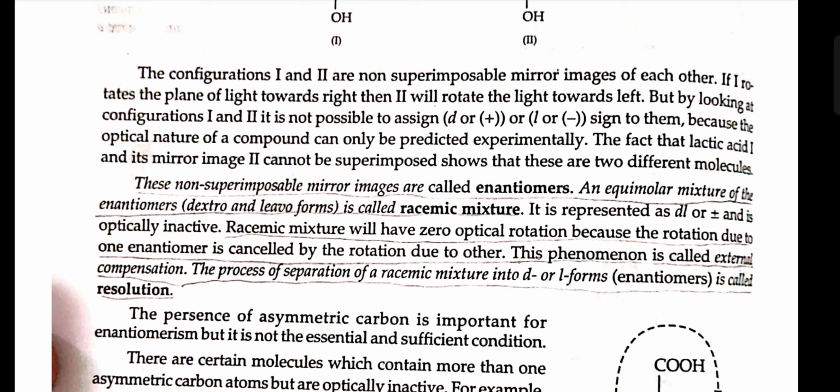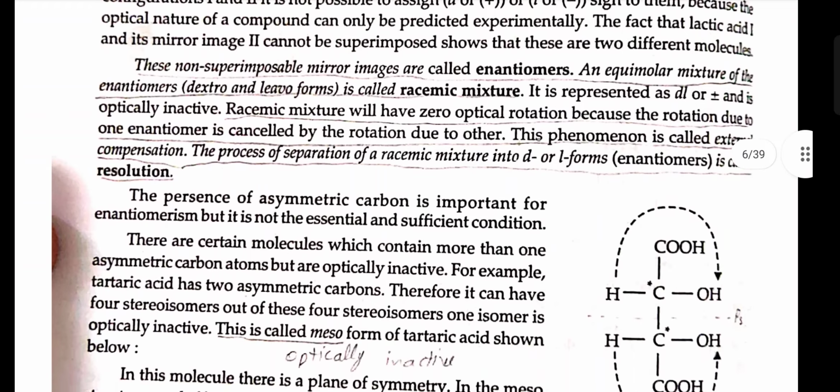An equimolar mixture of enantiomers is called a racemic mixture, which has a net zero angle of rotation because the angles of rotation of each cancel out. The separation of dextro and levo forms is called resolution.